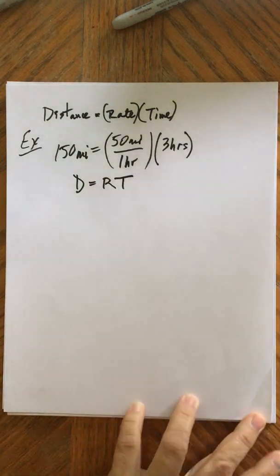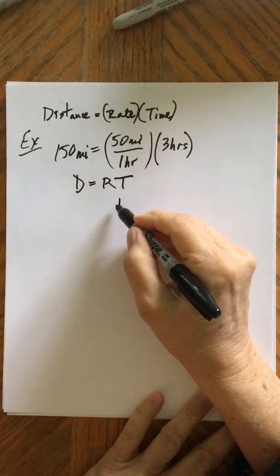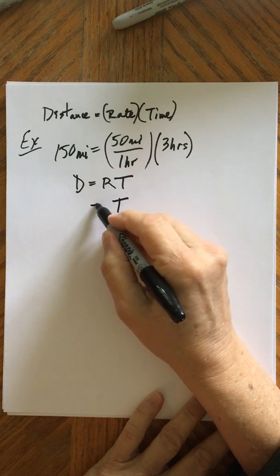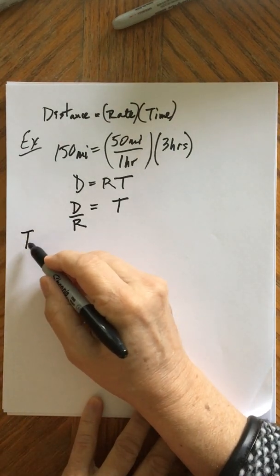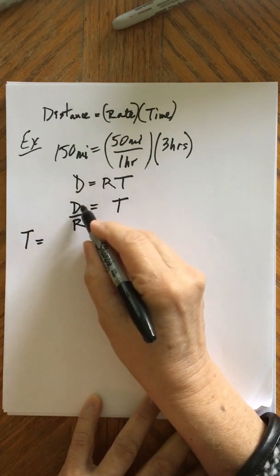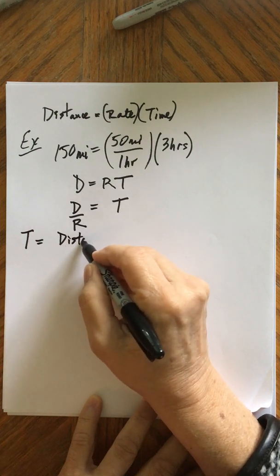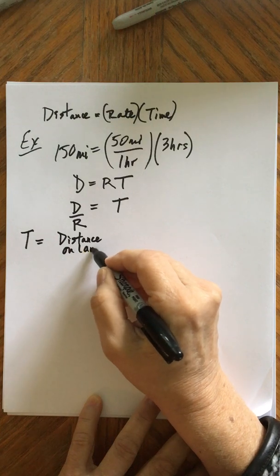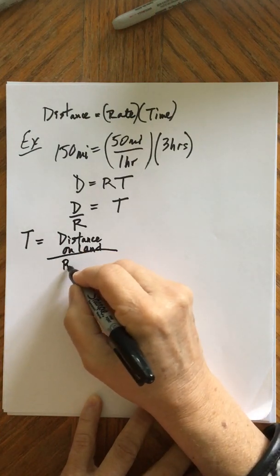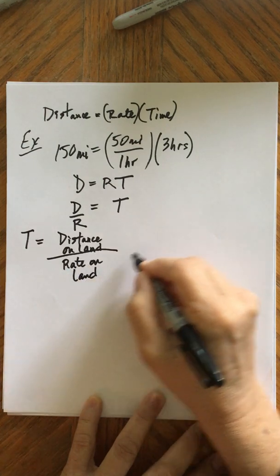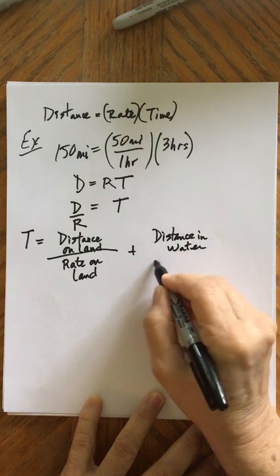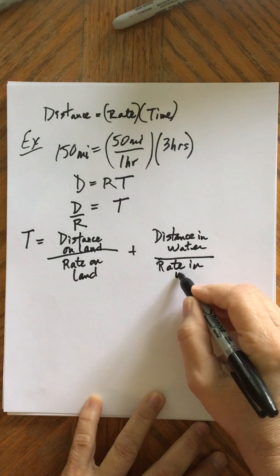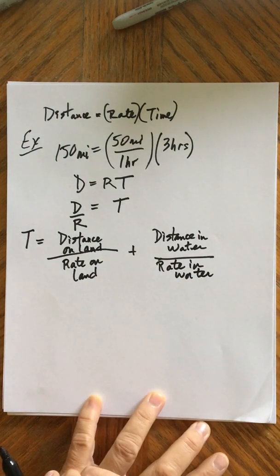Now in part B, what they ask you for is the time, T. So what we need to do is solve for T. T times R just needs to be divided by R, so T is going to be D divided by R. Now I'm going to write this in words: T, total time, equals the distance, and you have two different distances. Distance on land divided by the rate on land, plus another distance, distance in water divided by the rate in water. Now, they gave us certain things here.